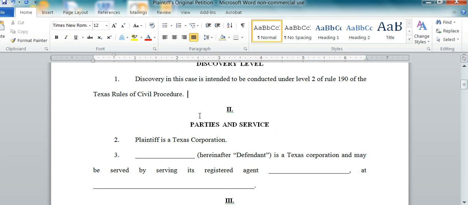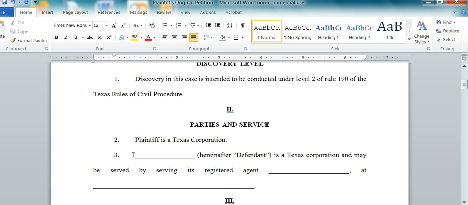The next thing in a petition is going to be an allegation or a paragraph concerning the parties, who the parties are, and how they can be served. Usually you're going to see a little bit more information about the plaintiff or identifying the plaintiff. And then after that, you're going to see a paragraph or a series of paragraphs stating who the defendant is or who the defendants are and how they can be served with the petition.